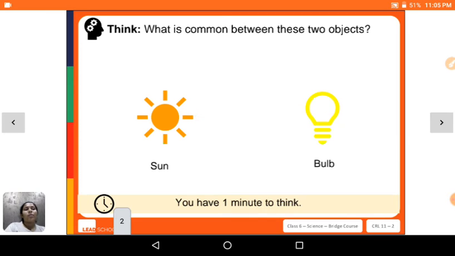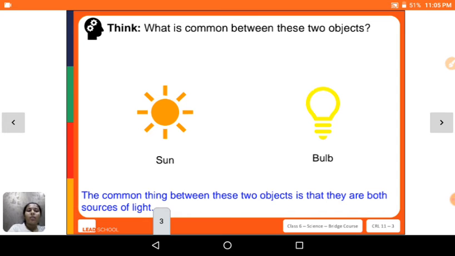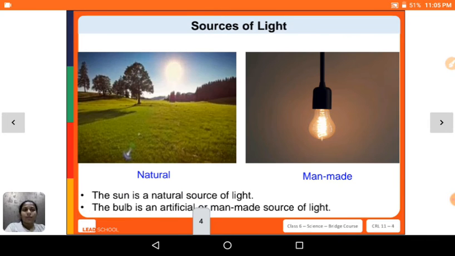What is common between these objects? Here there is a sun and there is a bulb. What is common between a sun and a bulb? So they are a source of light from which we can produce light, right? The common thing between those two things is that they are both sources of light.